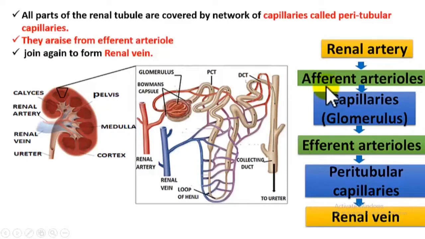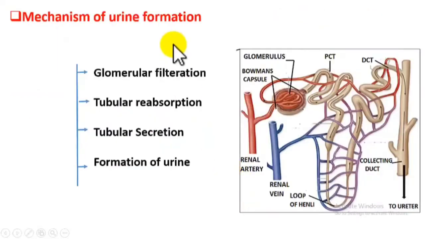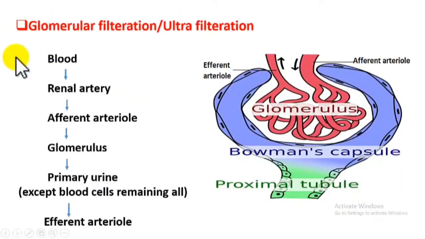Now we will understand the exact mechanism of filtration that goes on in the nephron. So students, the mechanism of urine formation involves 4 important steps. They are glomerular filtration, tubular reabsorption, tubular secretion and formation of urine. Let us see the details of each step. So what is glomerular filtration? It is the filtration of blood that goes on in the glomerulus.